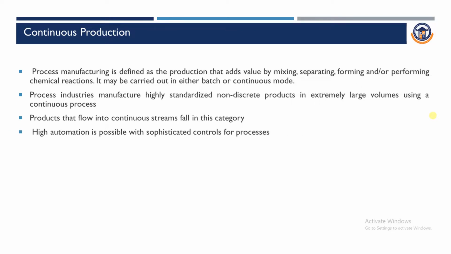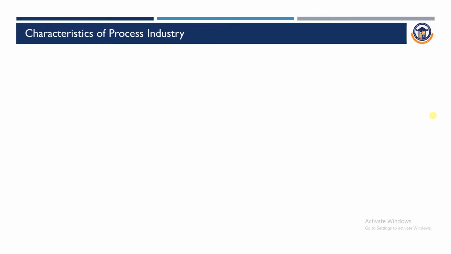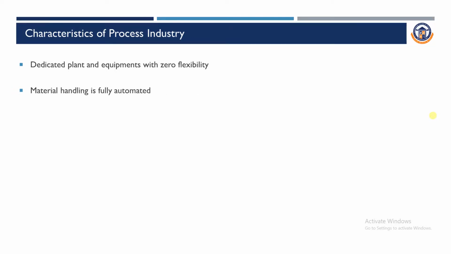Since the process involves high level of material movement, high automation is possible with sophisticated controls for processes. So the material handling can also be fully automated depending upon the nature of the process industry. So what are the characteristics of process industry? The process industry has a dedicated plant and equipment with zero flexibility. The material handling is fully automated as we already discussed. Both wet and dry product flow measured by units like weight or volume. The lead time is very short when compared to all other production systems.